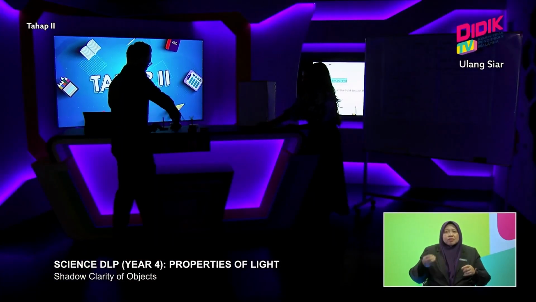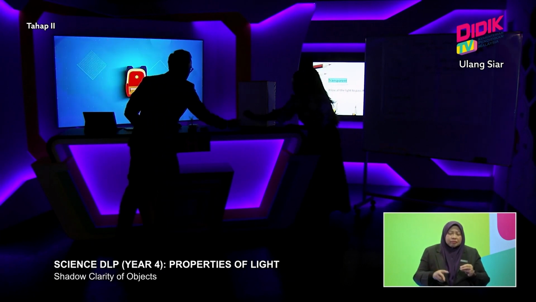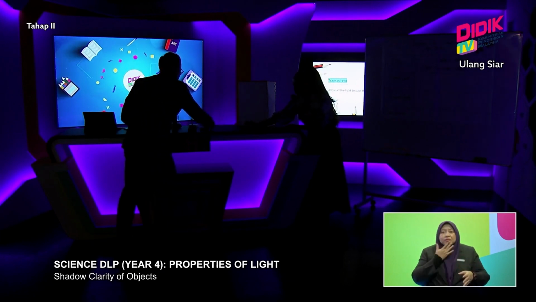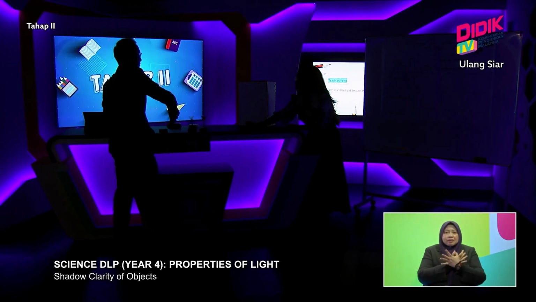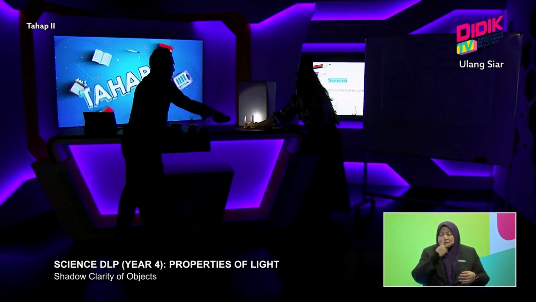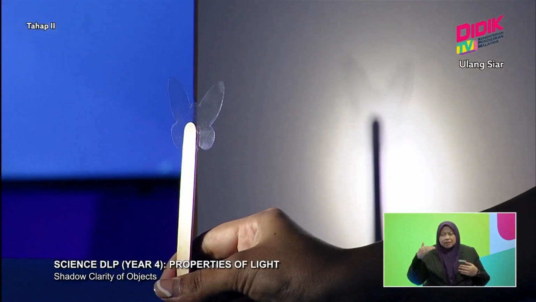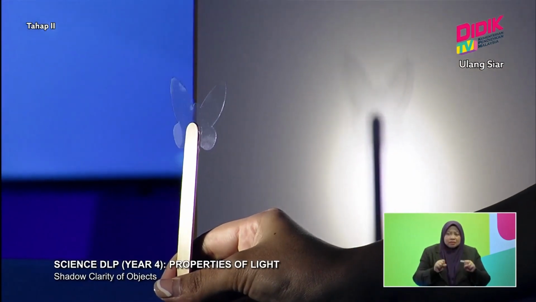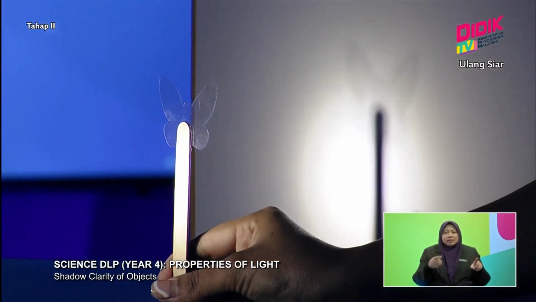Okay, let's try the second one. All right. Okay, let us see whether there are any shadows or not. Okay, pupils, let's watch carefully. Can you see any shadows here? I can only see the shadow of the popsicle stick. Yes, that shows that it is a transparent object.